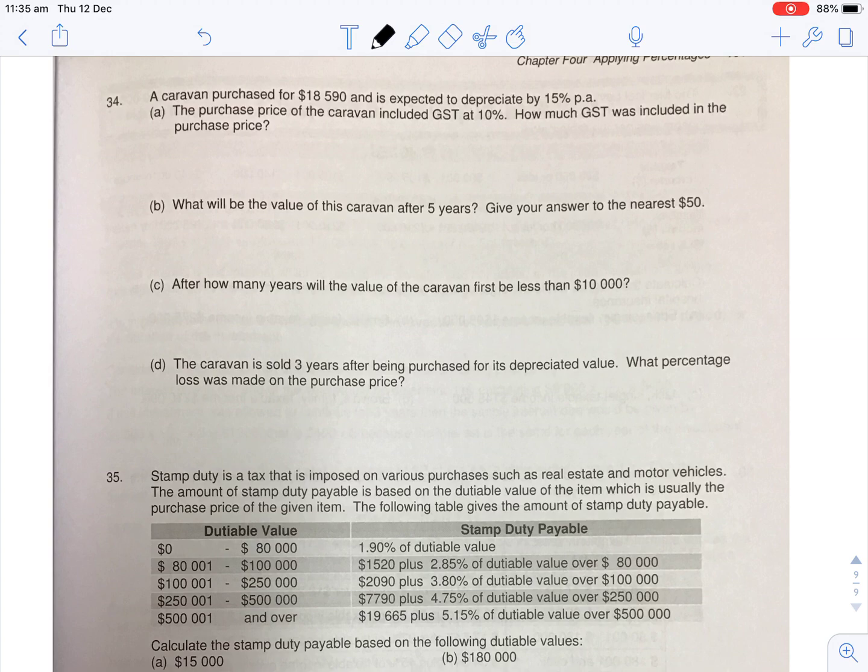A caravan purchased for $18,590 is expected to depreciate, so go down by 15% per annum.